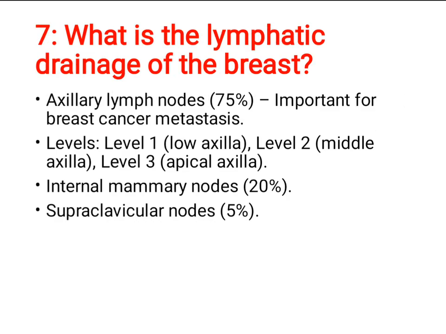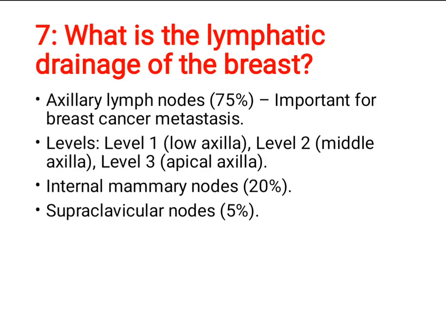7. What is the lymphatic drainage of the breast? Axillary lymph nodes, important for breast cancer metastasis. Levels: Level 1, Level 2, Level 3. Internal mammary nodes. Supraclavicular nodes. 8. What is the clinical significance of lymphatic drainage in breast cancer? Breast cancer first spreads to the axillary lymph nodes, which are examined for metastasis.